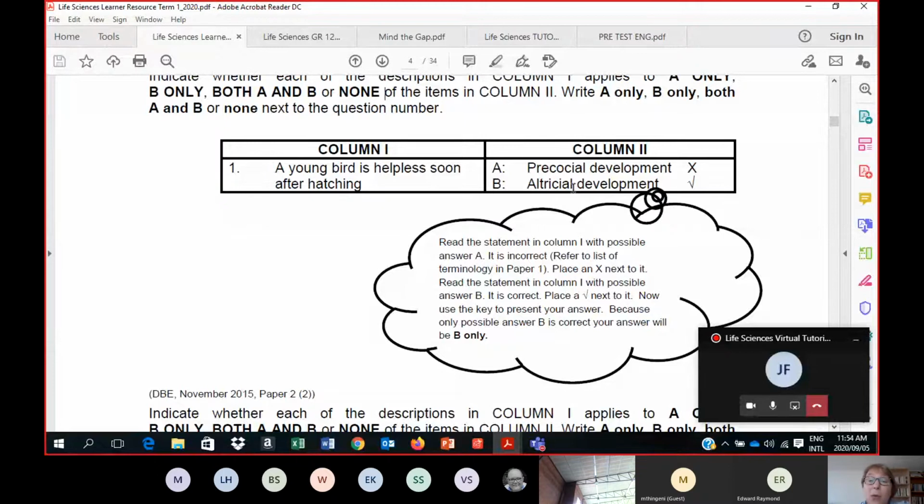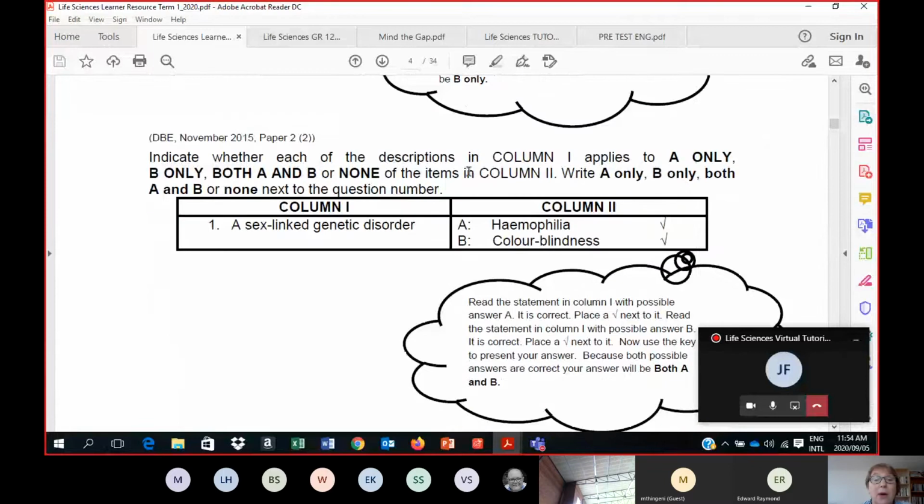But now, as I said, we're not going to write down the words altricial development. No, we're going to say the correct answer is B only. And that is what we're going to write down. All right? So let's do one more example. Here it says a sex-linked genetic disorder. All right? So you studied these in your chapter on genetics, right? And these are often recessive alleles carried on the X chromosome.